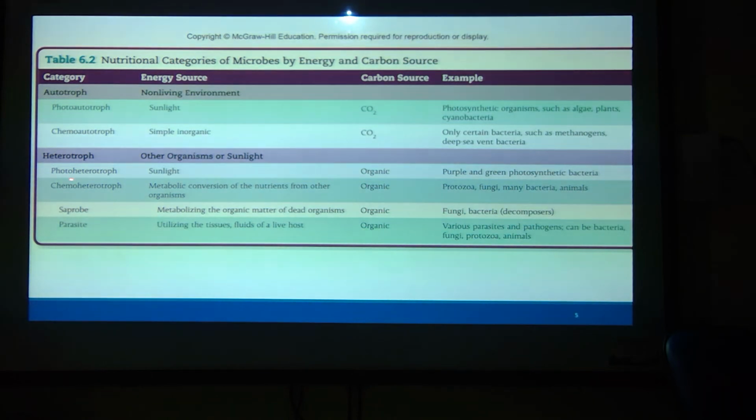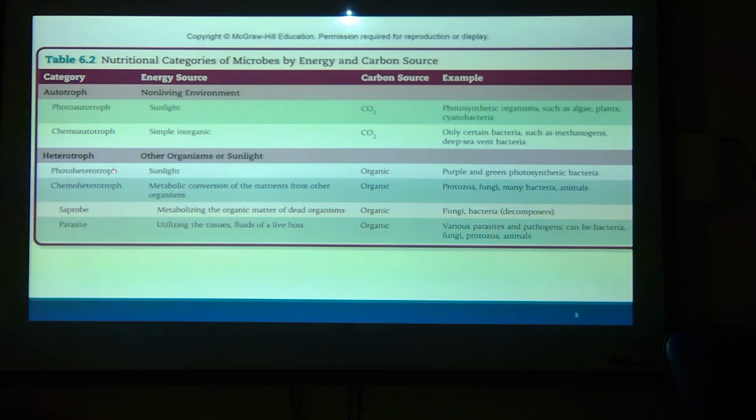Okay, a photoheterotroph. Photo means light, right? So the energy source is going to be sunlight, but the carbon source is going to be organic. They're going to have to consume a sugar, a lipid, a protein, a nucleic acid. They're going to have to get it from one of the organic molecules. So examples of a photoheterotroph are going to be purple and green photosynthetic bacteria. Literally, purple or green photosynthetic bacteria are going to use wavelengths of light to get their energy.